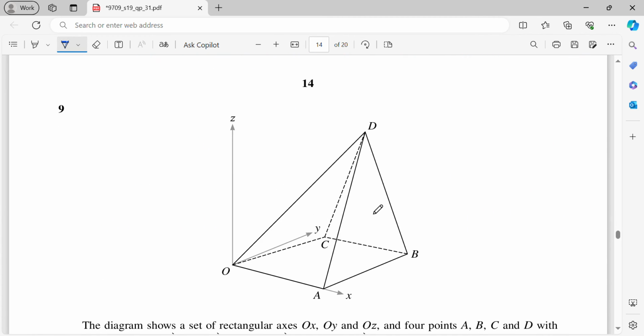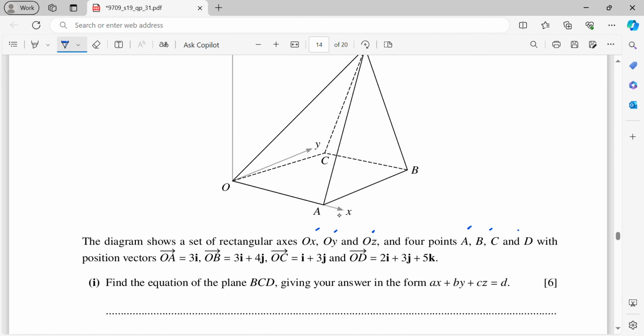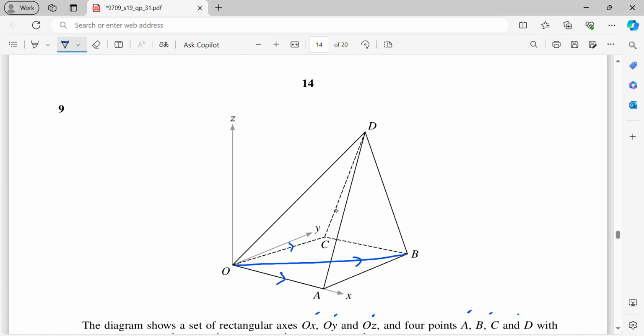Okay, question number 9. The diagram shows a set of rectangular axes, OX, OY, and OZ, and 4 points A, B, C, D, with position vectors. OA is 3i, given here. Then OB is given, and then OC and OD are also given.